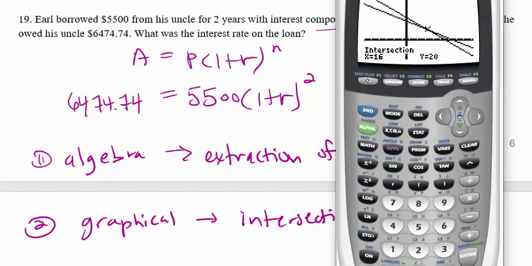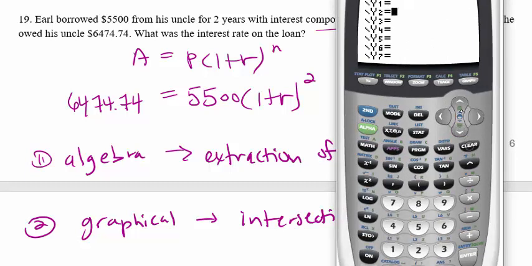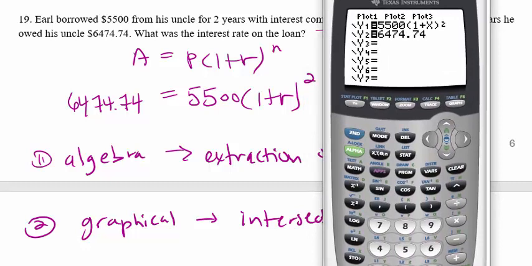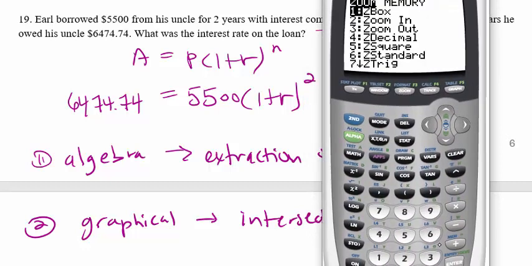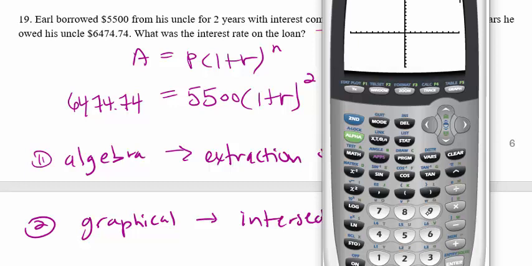Okay, so let's go ahead and go back to the calculator and see if we can use this method. So in Y1, enter one of the sides of the equation. And in Y2, enter the other. Okay, so since this is a new graph, I'm going to start over with trying to adjust my window. So zoom 6 for zoom standard, and then zoom 0 for zoom fit.